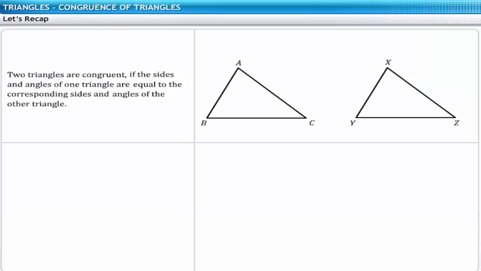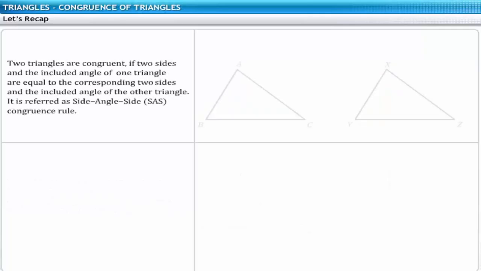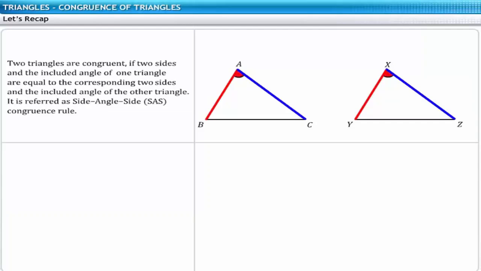Let's recap. Two triangles are congruent if the sides and angles of one triangle are equal to the corresponding sides and angles of the other triangle. There is a 1-to-1 correspondence between the vertices of two congruent triangles, ABC and XYZ, such that A corresponds to X, B to Y, and C to Z. Two triangles are congruent if two sides and the included angle of one triangle are equal to the corresponding two sides and the included angle of the other triangle. It is referred to as side-angle-side or SAS congruence rule.